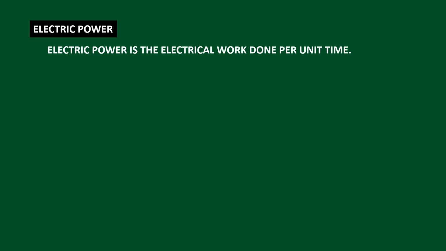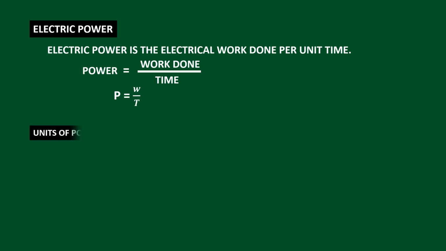Electric power. Electric power is the electrical work done per unit time. Power is equal to work done by time. So P is equal to W by T.